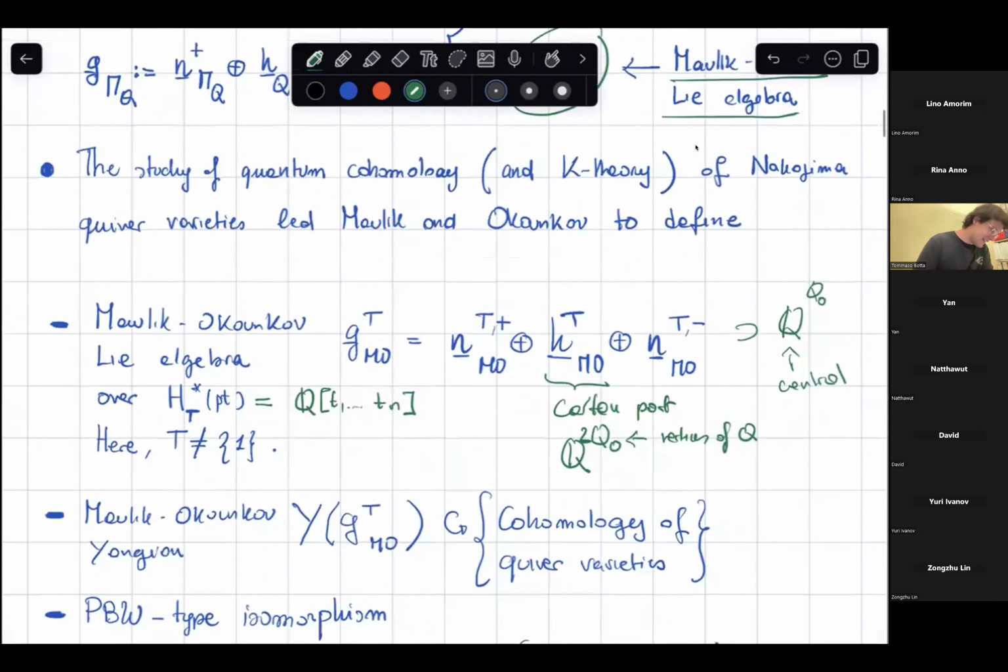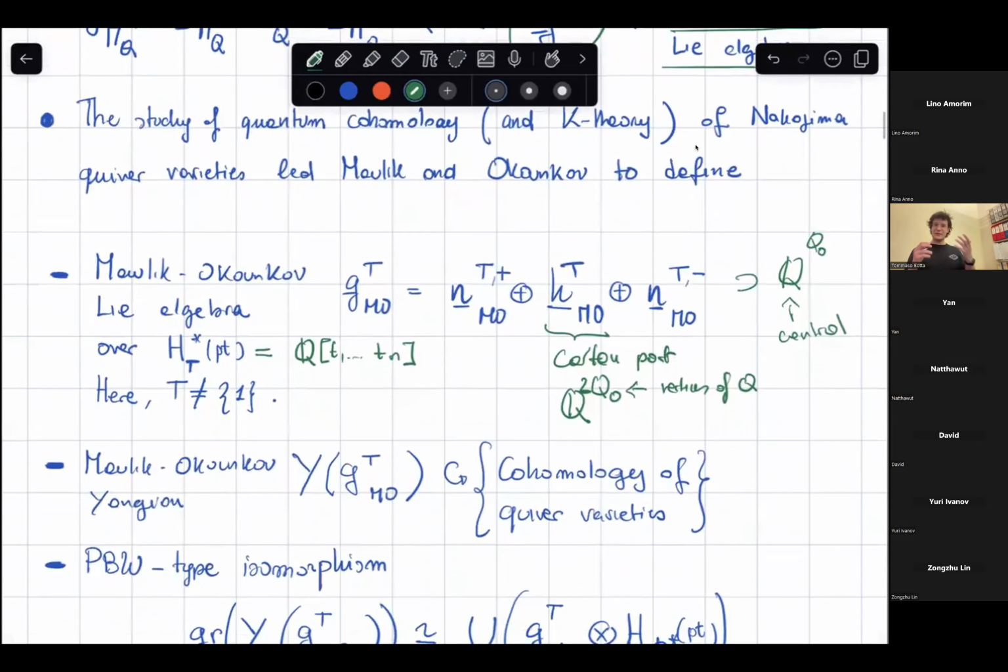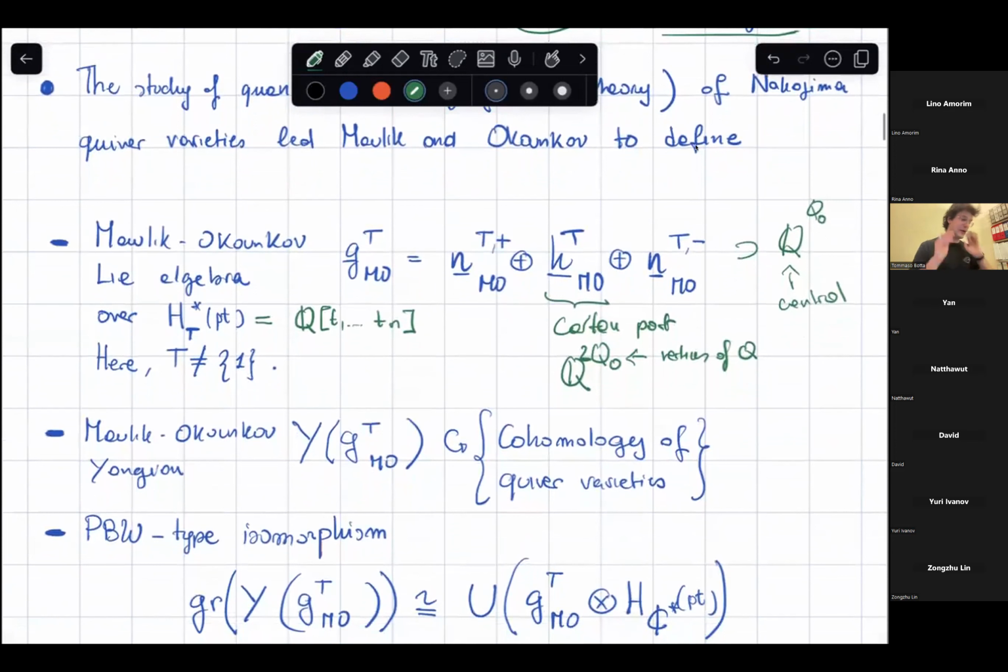But yeah, having said that, let me also tell you that, as I said, this is one of the major outcomes of Maulik-Okounkov work, defining the Maulik-Okounkov Lie algebra. But there's also another very interesting representation-theoretic object that carries their name. It is the so-called Maulik-Okounkov Yangian. So the Maulik-Okounkov Yangian is some non-commutative algebra, actually a bi-algebra, acting on the cohomology of quiver varieties.